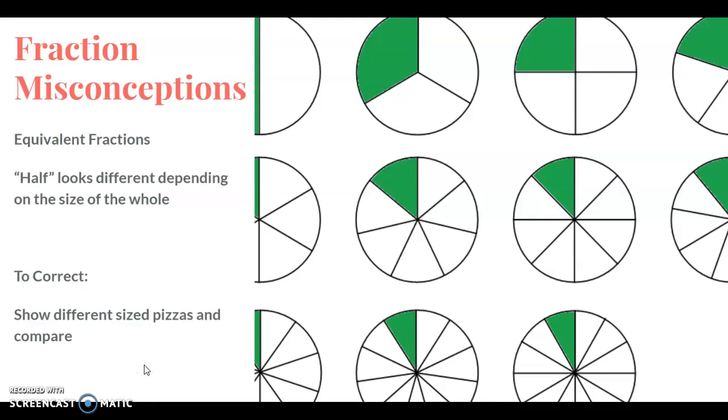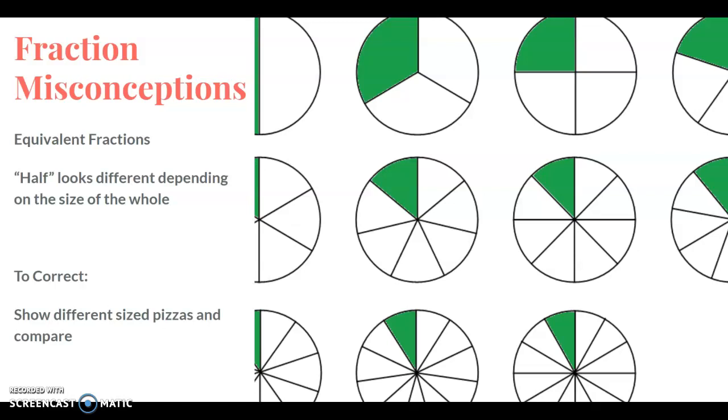And some of the misconceptions that they talked about in the chapter was the concept of half. We start off teaching our kids when we're talking about equivalent fractions that half is more than a third. But if we use pizza, for example, we have to teach them that a half of a small pizza is going to be less than a third of a large, like Costco sized pizza. We have to show the difference.